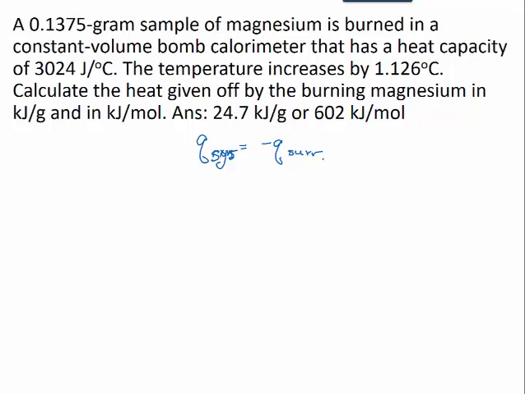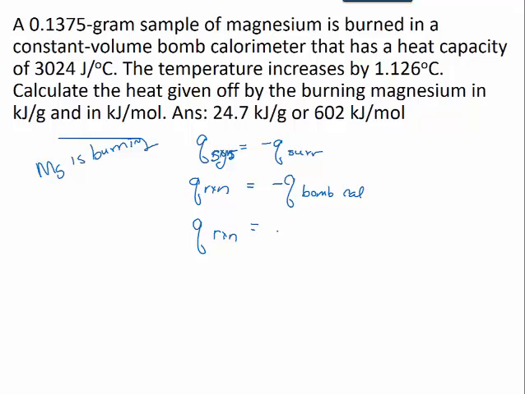Q of the system is negative Q of the surroundings. The system is the reaction. The reaction is burning, okay? Magnesium is burning. That means it's reacting with oxygen. And that is going to be equal to the negative Q of, well, what's surrounding this thing? It's the bomb calorimeter. So I'm going to call it the bomb calorimeter. The Q of the reaction is just brought down. The Q of the bomb calorimeter I'm going to replace with C delta T because they gave me the heat capacity and the change of temperature.